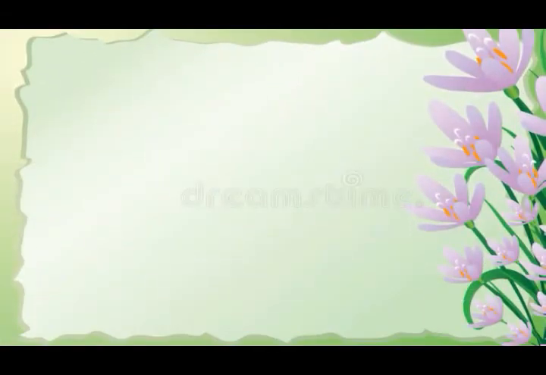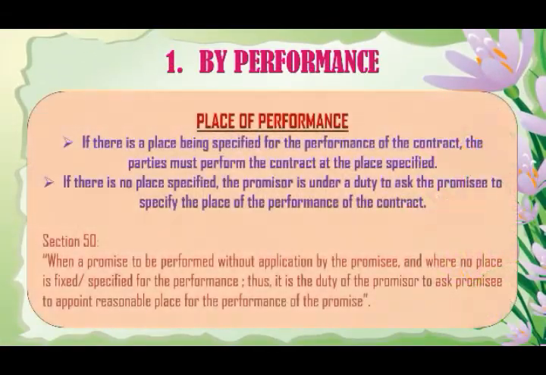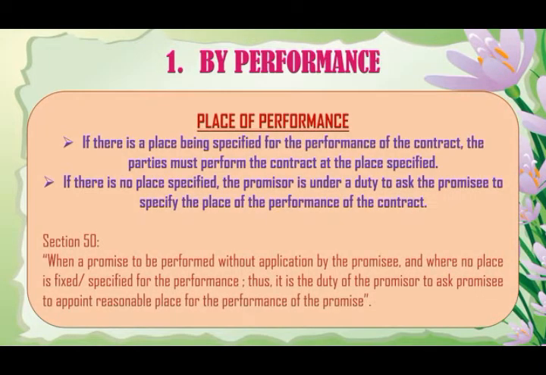The second one is place of performance. There is a place being specified for the performance of the contract. The parties must perform the contract at the place specified. If there is no place specified, the promisor is under a duty to ask the promisee to specify the place of the performance of the contract. Section 50: when a promise is to be performed without application by the promisee and where no place is fixed or specified for the performance, then it is the duty of the promisor to ask the promisee to appoint a reasonable place for the performance of the promise.